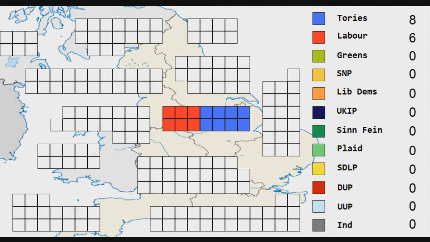Let's move on to the northeast. Once again, pretty simple. 5 for Labour and 3 for the Tories. If we go down to London, we're going to put 15 for Labour. Sorry, that's not London. This is London. As you can see, London is there. We're going to put 15 for Labour. That's 12, 13, 14, 15. The Liberal Democrats actually get 2 seats, and the Conservatives grab 9.